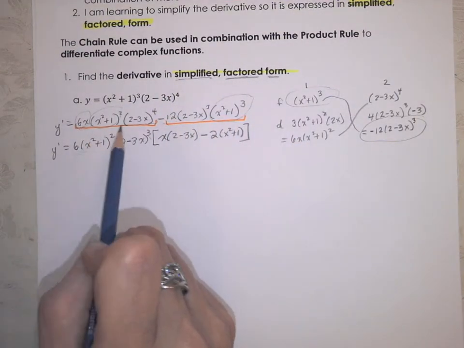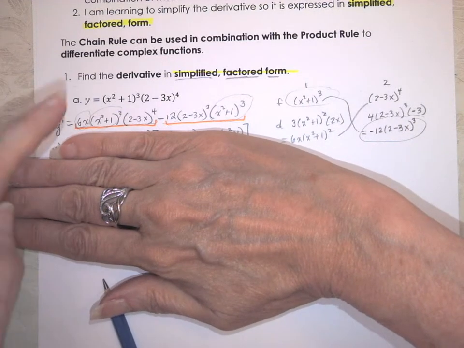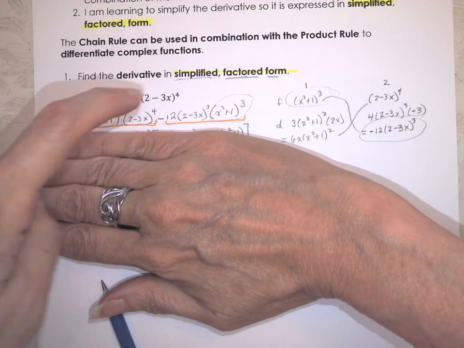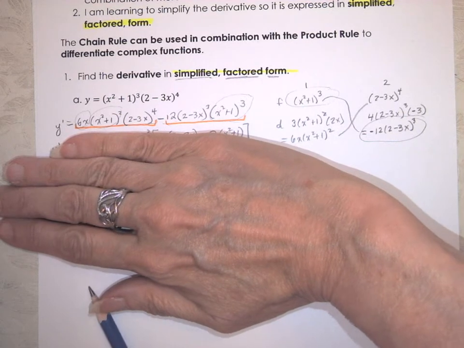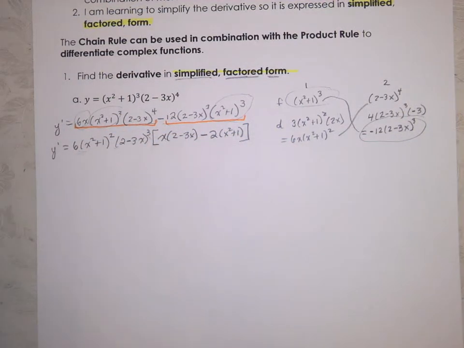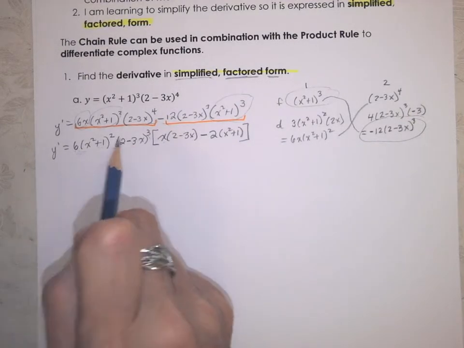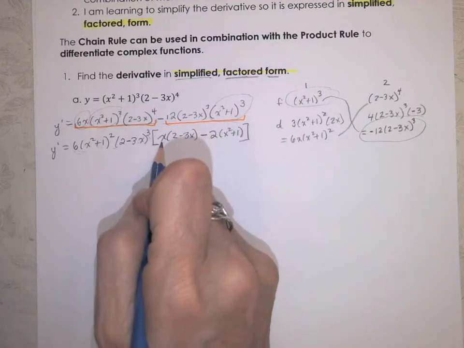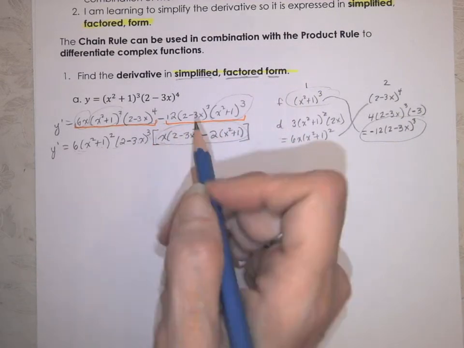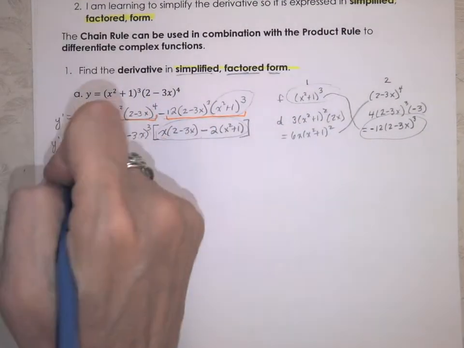So right now, if you look at this first step here, it's not factored. We have two big things subtracting each other. Factored means your final answer will have everything multiplying, okay? So now you can see I've got everything multiplying: 6 times a bracket times a bracket times a bracket, but within here isn't simplified yet. So I can keep going because it's simplified factored form that I'm looking for.